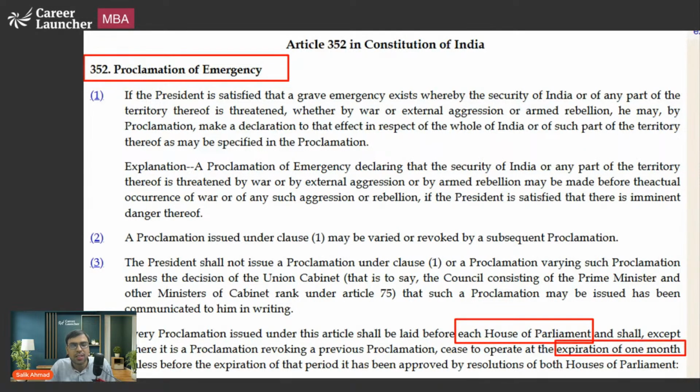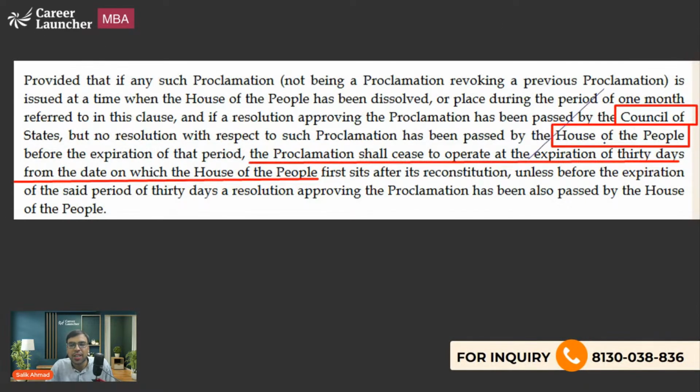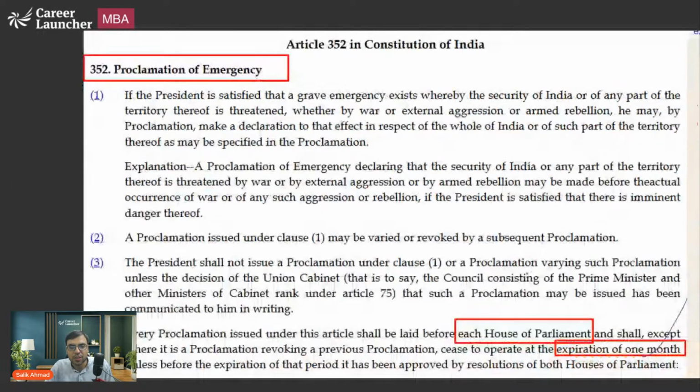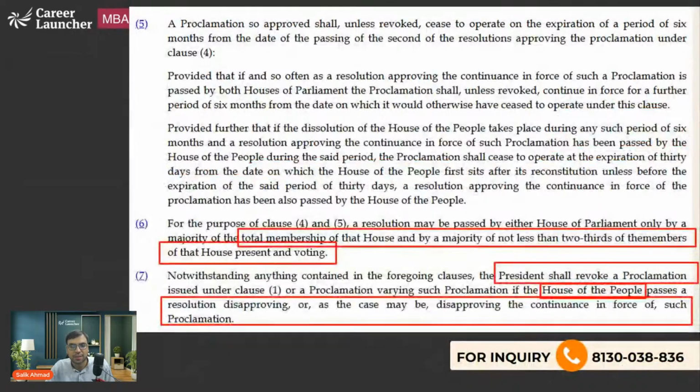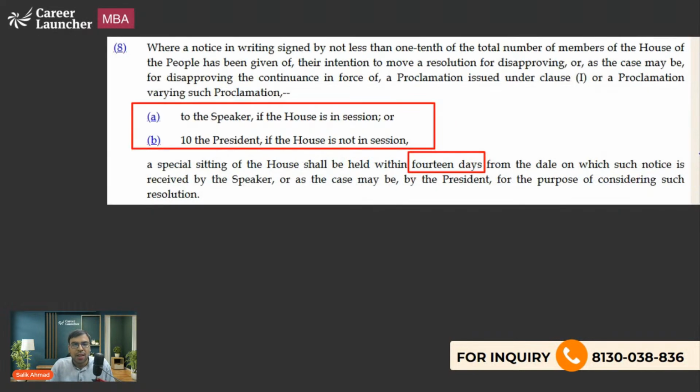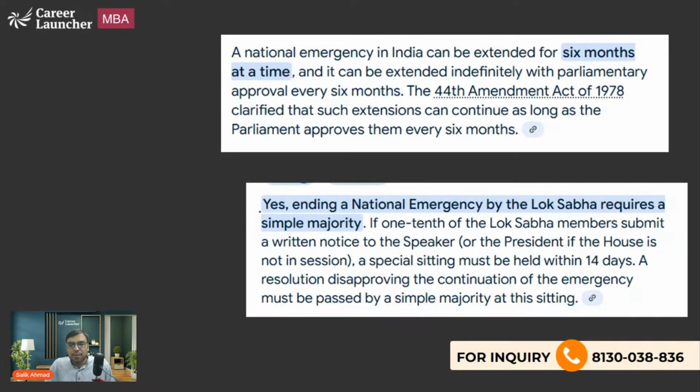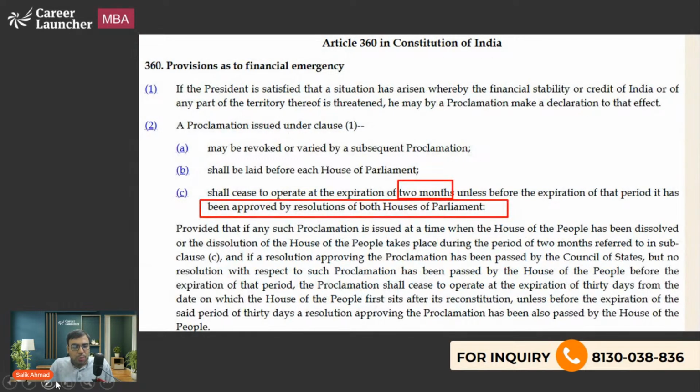Earlier, it was 2 months. 2 months time was given, and instead of special majority, it was actually a simple majority. That is what you should know. 2/3 means special majority. Earlier the case was simple majority. Earlier means before the 44th Amendment, 1978. I'm not going into the detail of those provisions, because those small detailed provisions are not for you.